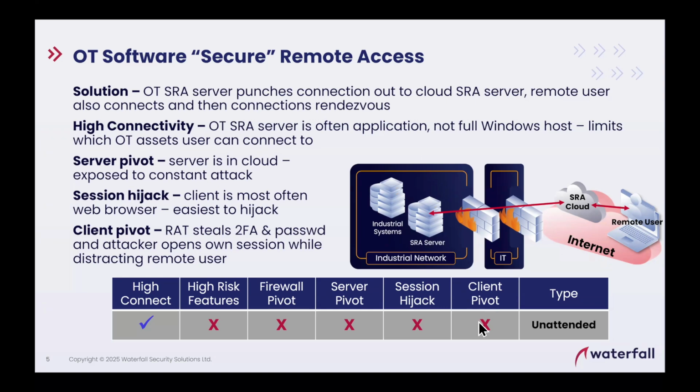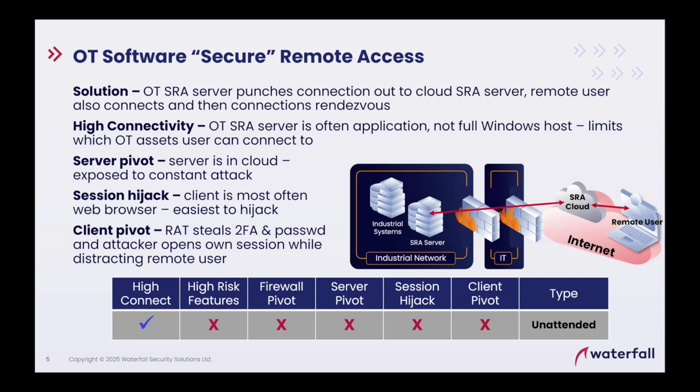Server pivot. Well, the server in this case is the cloud. There's a system in the cloud that is exposed to constant attack from the internet. It's a big, complicated system. I'm sorry, it's got vulnerabilities. If the bad guys can steal credentials or exploit a vulnerability in the Zoom cloud, in the Teams cloud, in the OT's secure remote access cloud, you can pivot through the cloud into any of the victim organizations that are constantly connected to the cloud. So yeah, that's a problem.